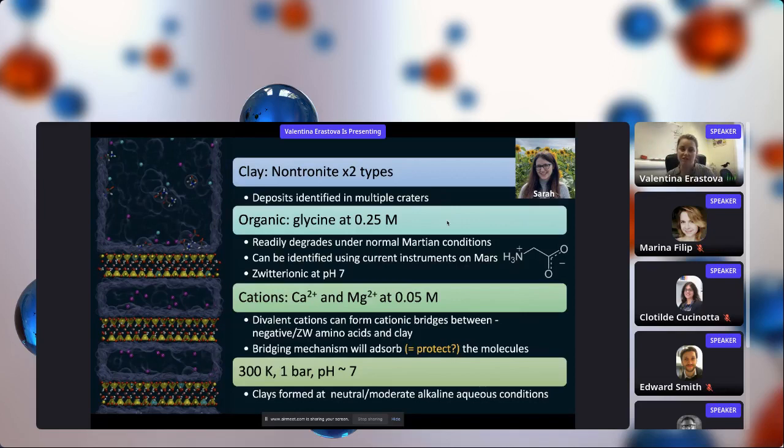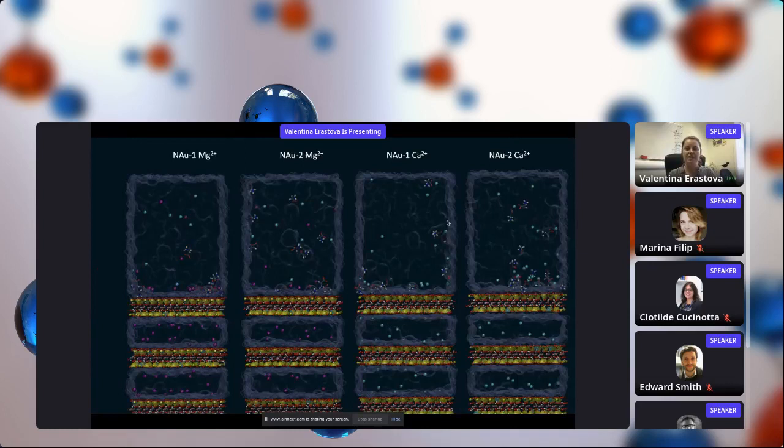So the question is, if we land a mission on Mars, where should we dig? Where should we land it? Which kind of clays should we go for to be able to find some biomarkers? She looked at the calcium and magnesium cations, and that was the finding. So comparing just the two nontronites, NAu-1 and 2, and magnesium and calcium, and the adsorption of the amino acids on top, she could identify whether the adsorption was via outer sphere or inner hydration sphere, given certain ions.